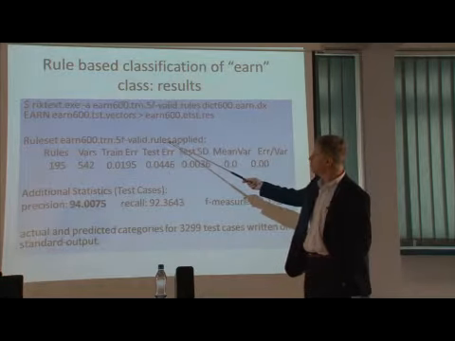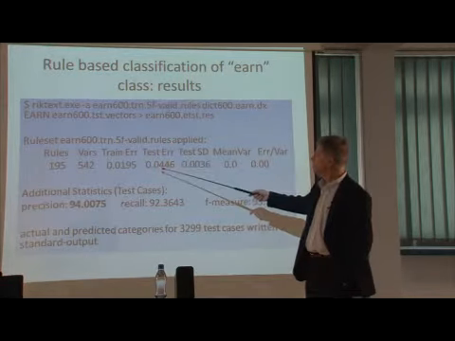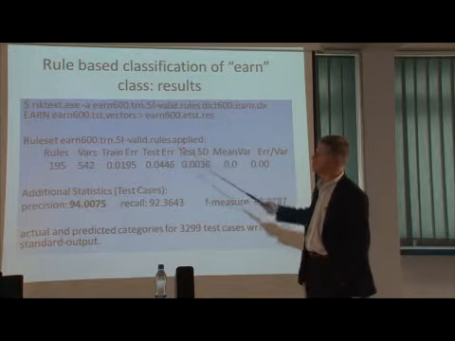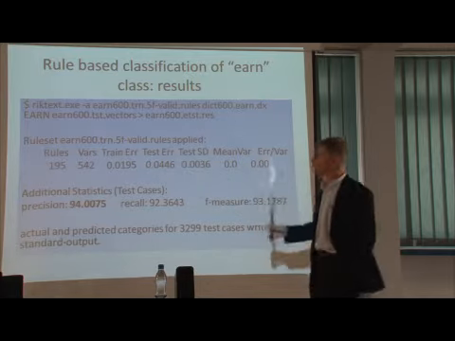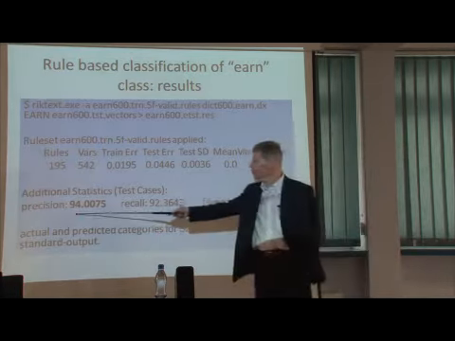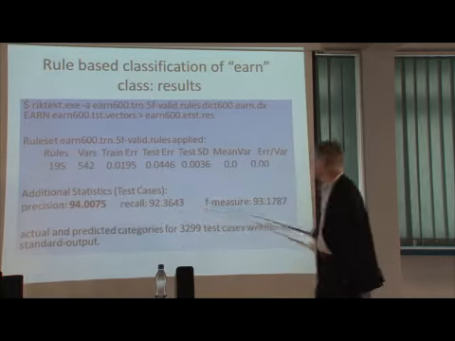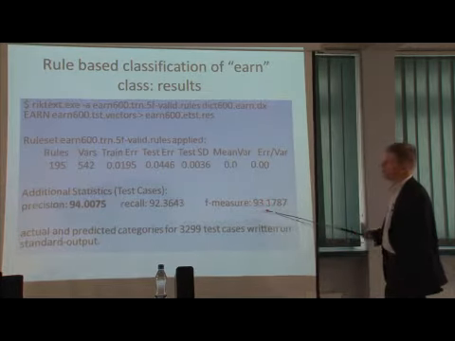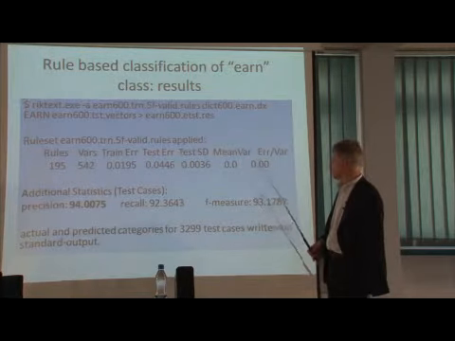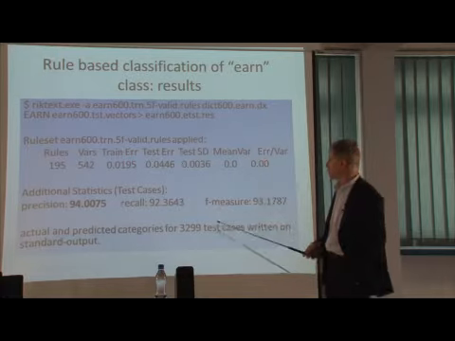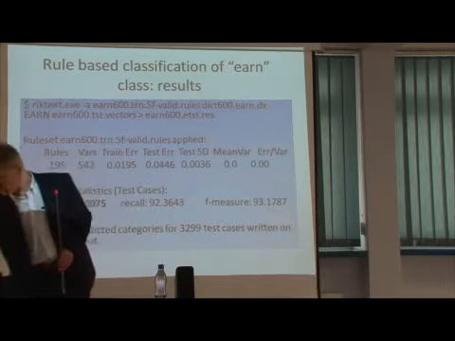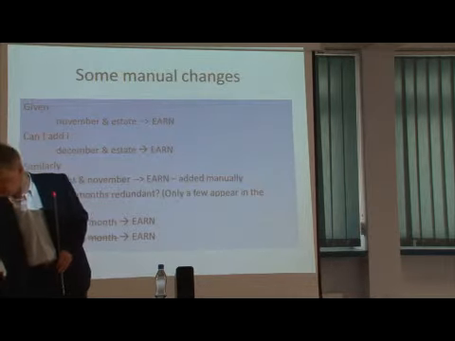Created a decision tree and computed the statistics for a rule-based classifier, so a classifier that looked like a tree that you saw before. The results were better than for naive Bayes, okay, because the F measure was about 93% here. And again, the machine gives you the actual output so you can see how well you can do.